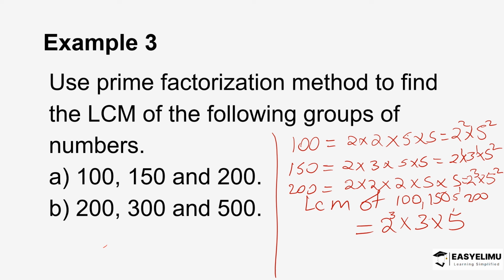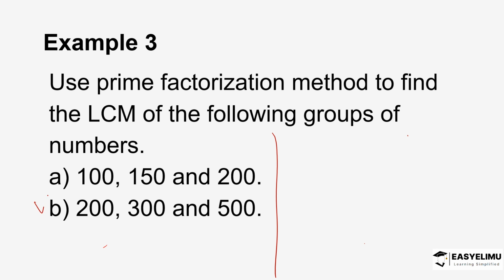Then 3 again, we have 3 power 1, which is the highest. And then we have 5 power 2, 5 power 2, 5 power 2. 5 power 2 is the highest. So this is 8, this is 3, and this is 25. So 25 by 8 is 200. You multiply by 3, and that is giving us 600. So 600 is the LCM of 100, 150, and 200.